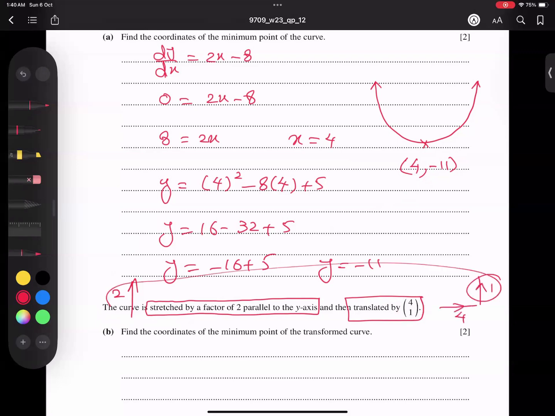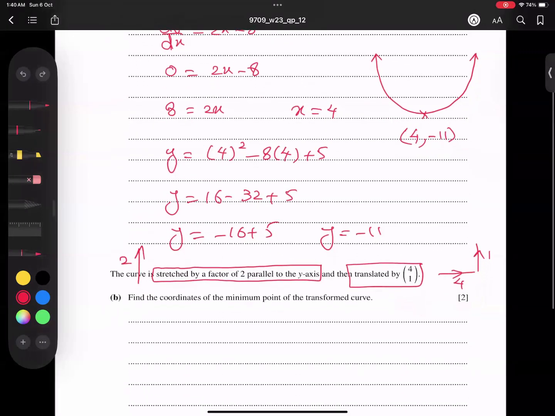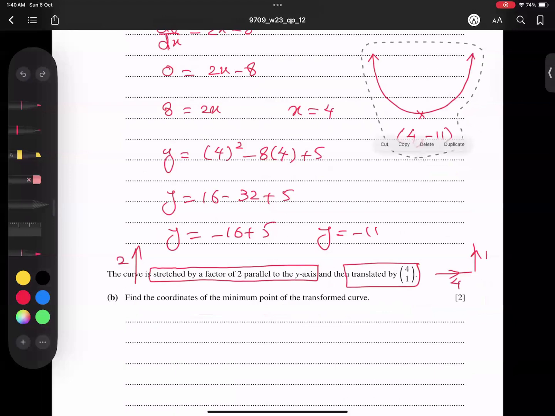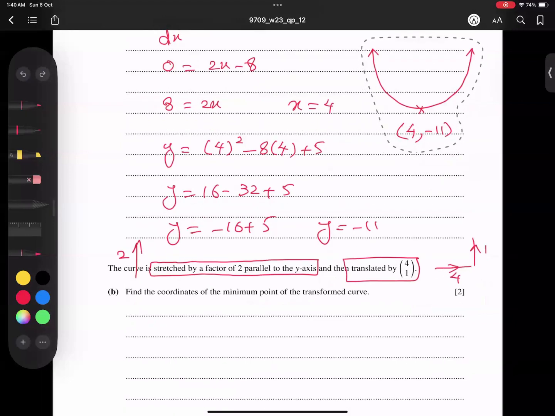So look, the order matters. If we do the stretch before and the translation later, or the translation before and the stretch later, the answer would be different. And what he said, since he has given us this order, means we are bound to follow first the stretch and then the translation. So let's find out the minimum point of the transformed curve. So this curve equation, I copy and paste here.